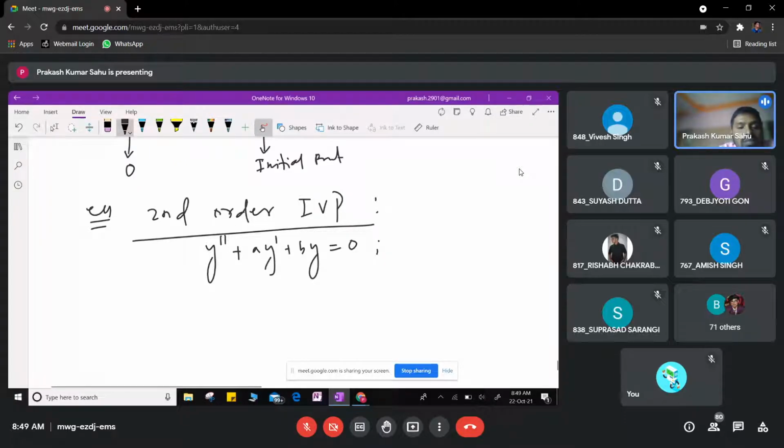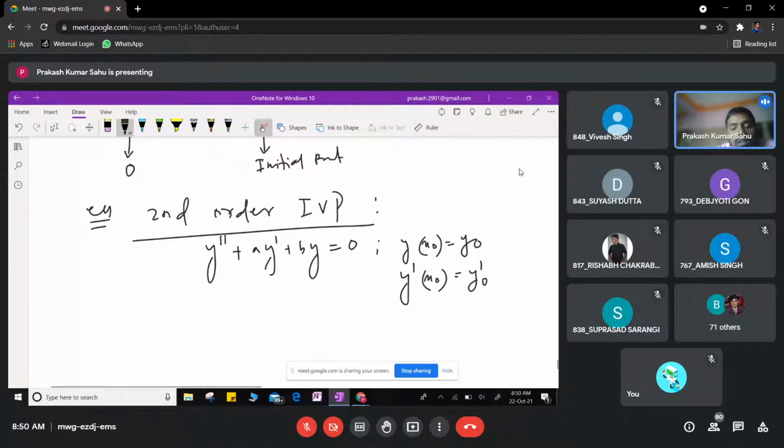Understood? Suppose y double dash plus a y dash plus b y is equal to 0, where a, b are constants or functions of x, whatever. Suppose this is a differential equation. So two initial conditions are given, and what are those two initial conditions? They are given at the initial point. One is y at x0, that is y0, and another initial condition is y dash at x0. That means the derivative of y at x0 is given, that is y1. So these two initial conditions must be given.